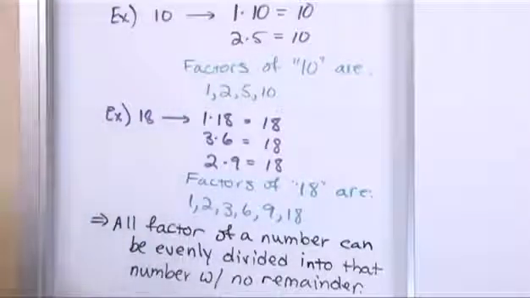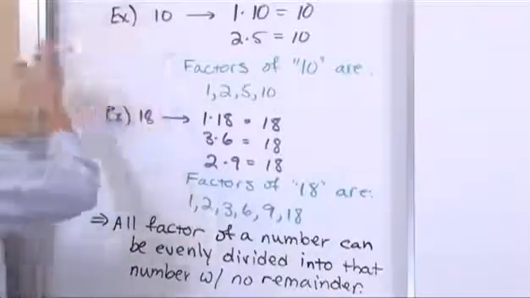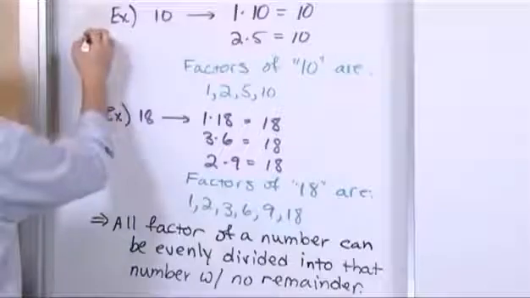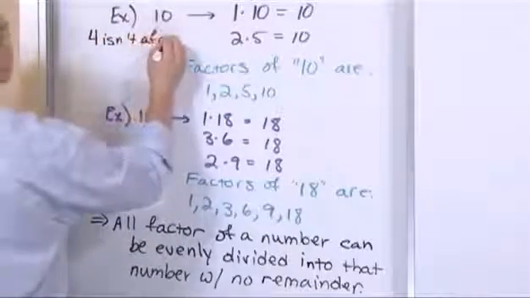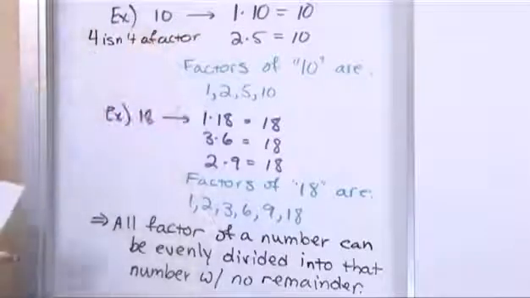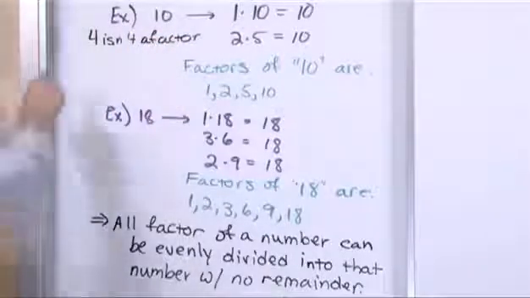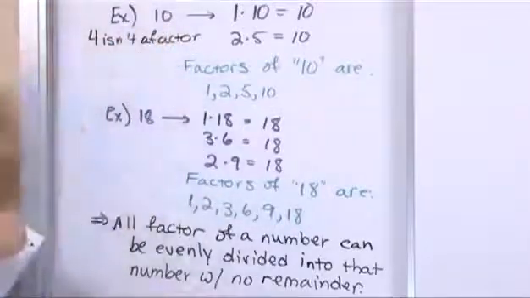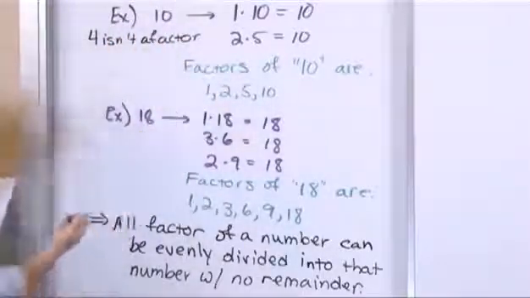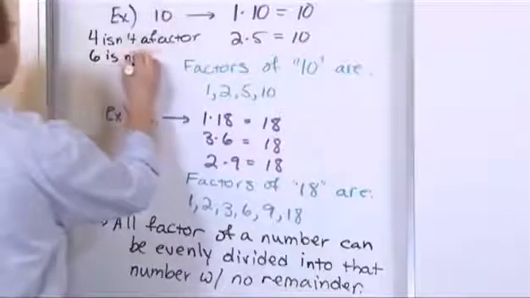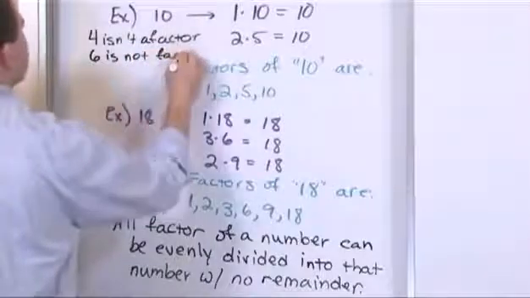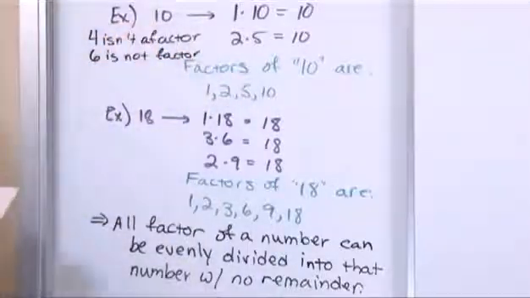And just to absolutely drive it home, going back up to our previous example with the number 10, for instance, 4 isn't a factor. And why is 4 not a factor? 4 is not a factor because 4 cannot be divided into 10 evenly. In other words, 4 can't be multiplied by anything to give you 10. It's the same way of saying that. 6 is not a factor. Same thing. 6 cannot be divided into 10 evenly. It can be divided into 12 evenly. It cannot be divided into 10 evenly.